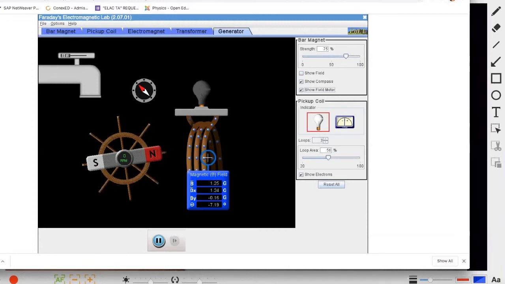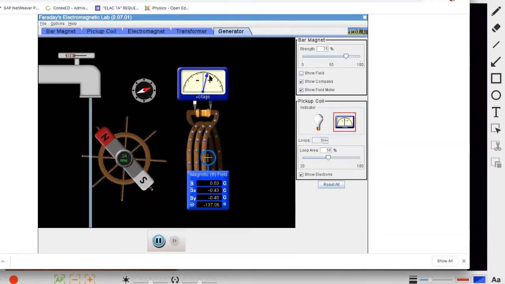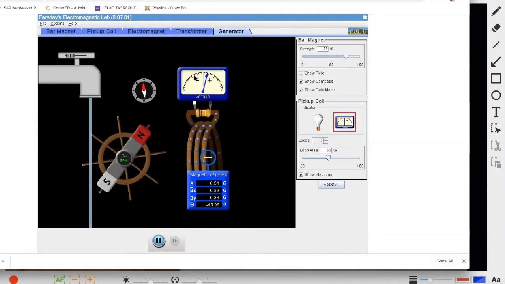So you can just say, turn that on. Let's say instead of the light bulb, we put this on. And now turn this on. And look at what happens. You created AC current.